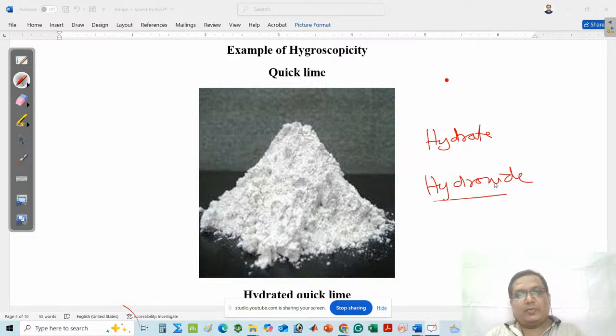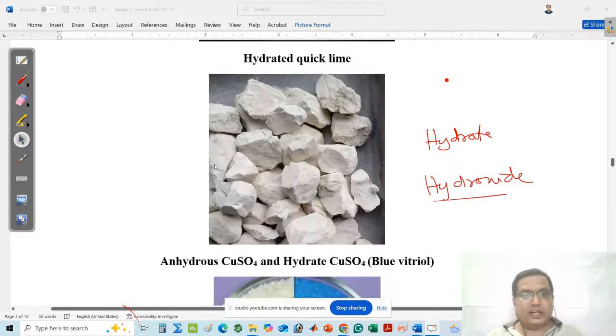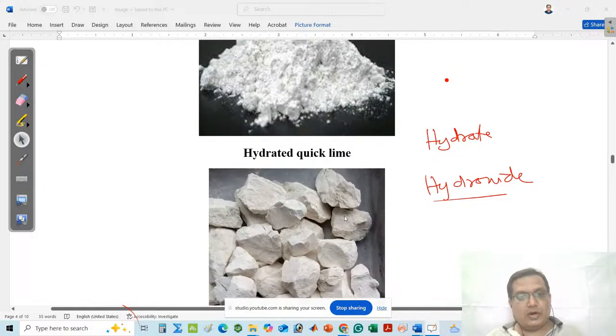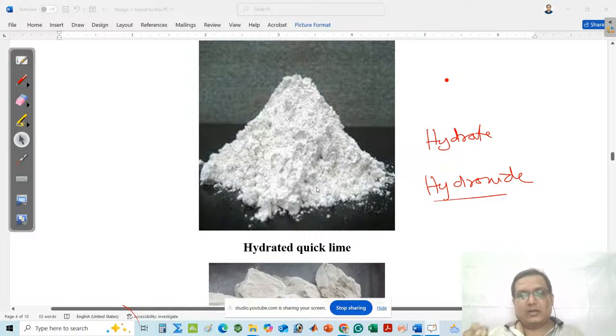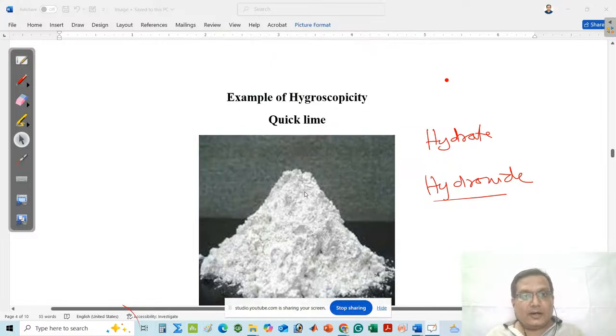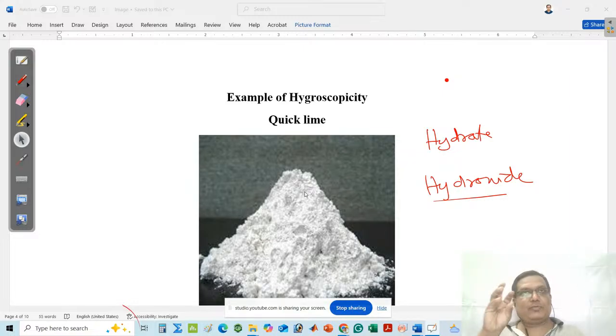You know that if you keep quicklime for many days, it becomes solid. That is said to be hydrated quicklime. It contains water molecules. As a result, it looks like this. This property of quicklime means it automatically absorbs water molecules from the atmosphere and is converted into the hydrated or hydroxide form.